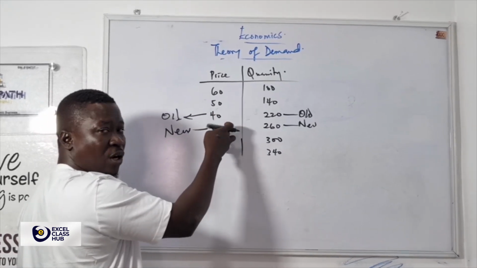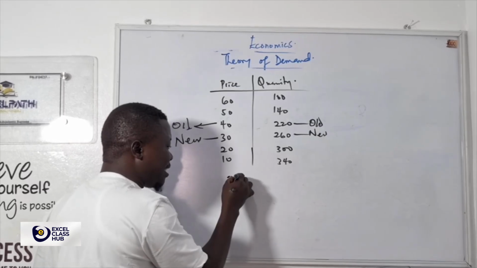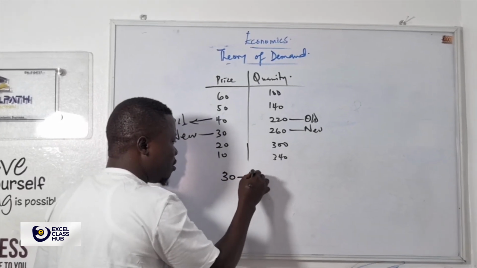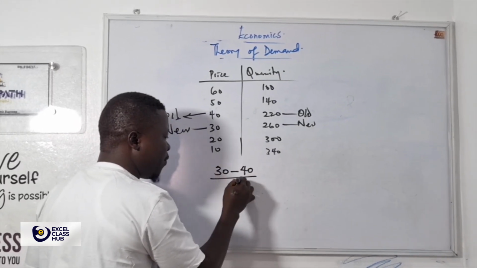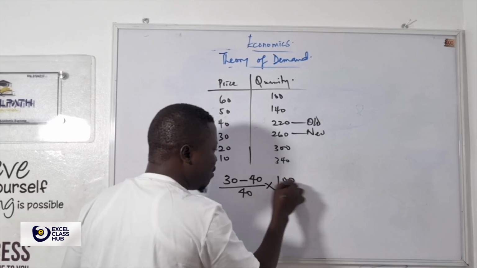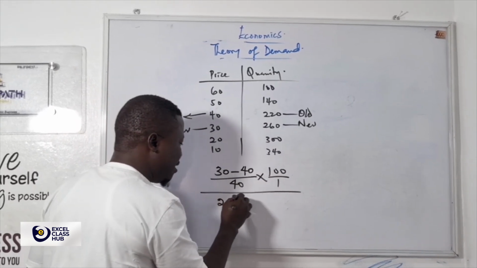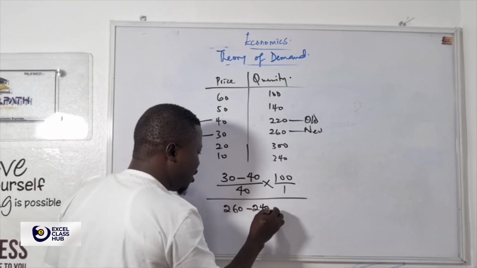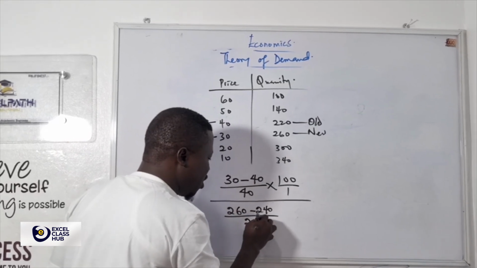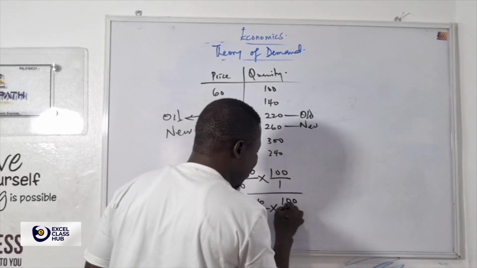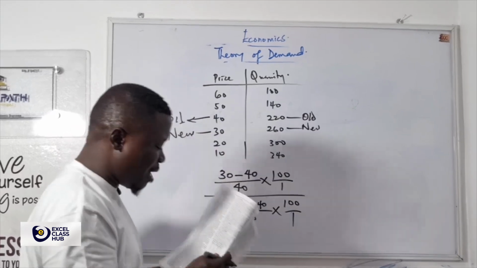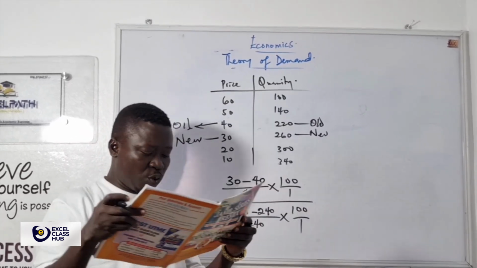Now, to solve this question, what is our old, everybody? 40. Our new is 30. So we have 30 minus 40 over 40 times 100 over 1, over 260 minus 240 over 240 times 100 over 1. Simple mathematics. Let's solve it together.